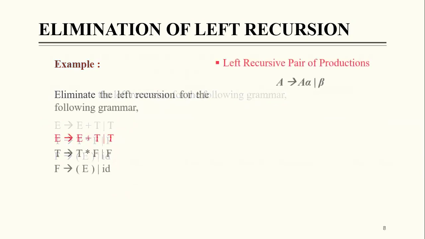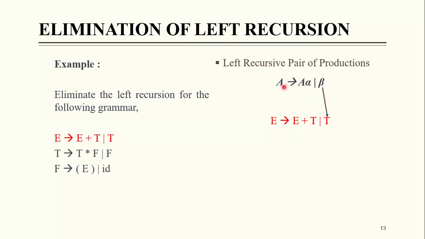So let's see the first production, E derives E plus T or T. We are checking whether it is in the form of a left recursive pair of productions or not. The given production is E derives E plus T or T. So E is in the place of A, and alpha is the string plus T, and beta is in place of T. So this production is exactly in the form of left recursion, that is A derives A alpha or beta.